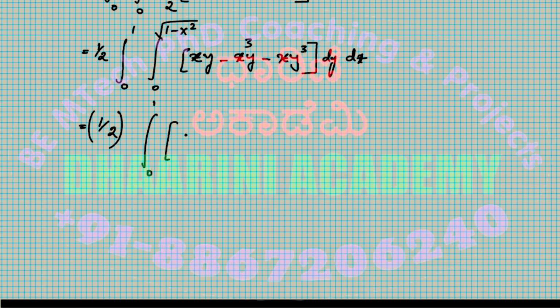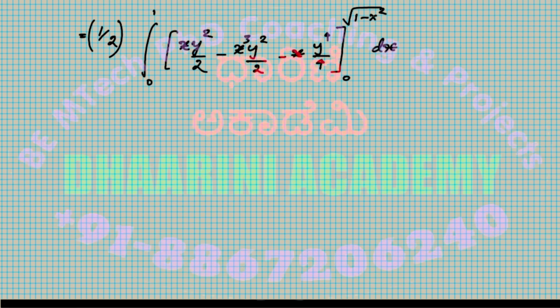Okay. So that means x y becomes x y squared divided by 2. Then we have a minus, integrating with respect to y. So x cube as it is, y becomes y squared divided by 2. Then we have minus x as it is, y cube becomes y to the 4 divided by 4. All right, substitute y from 0 to root of 1 minus x square. Still, we have one more integration to be done, that is with respect to x. So write a dx over.